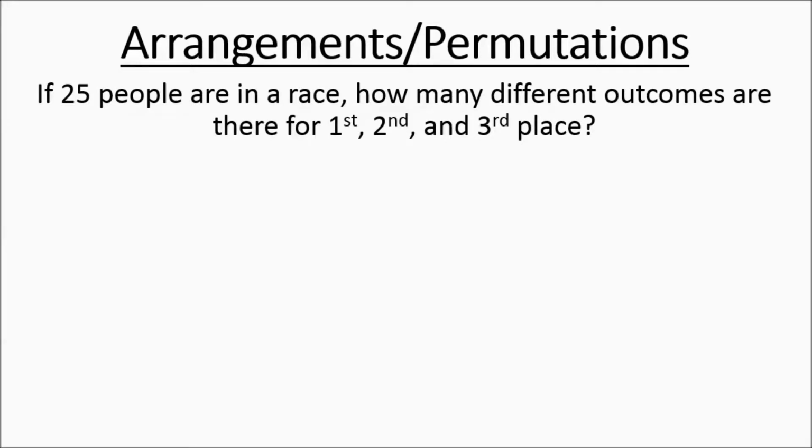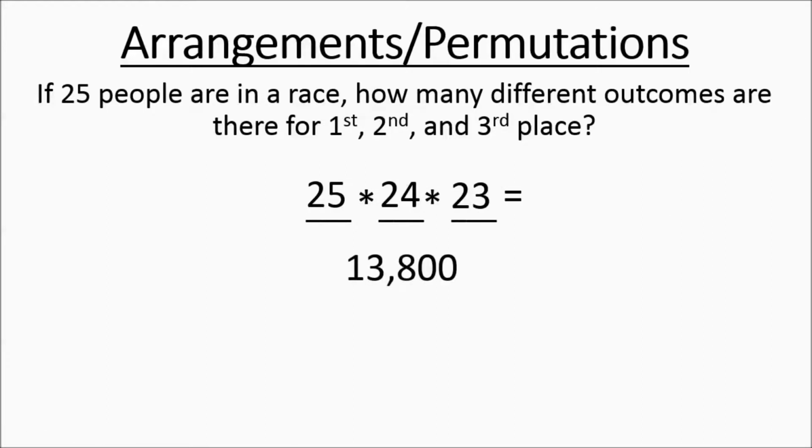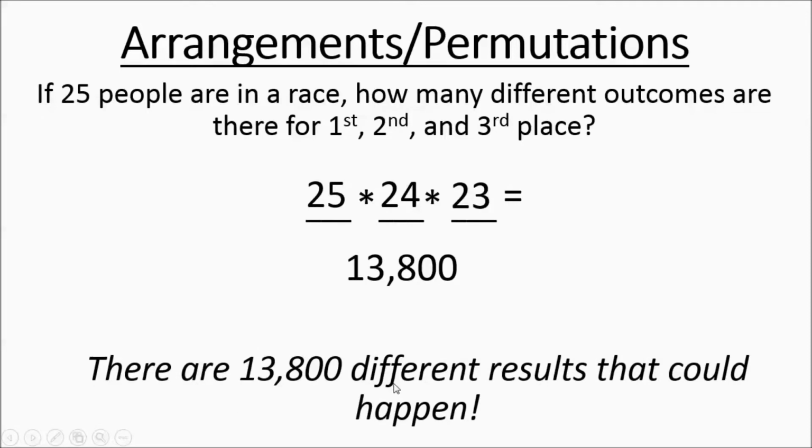If there's 25 people in a race, how many different outcomes are there for first, second, and third place? Well, we have first place, second place, third place. So if 25 people are in a race, there's 25 possible outcomes for first place. Now after that first person crosses the finish line, there are now 24 people left going for second place. And after second place happens, there's 23 people battling it out for third place. You multiply those numbers, and you have 13,800 different ways that this race could finish. There are 13,800 different results that could happen.